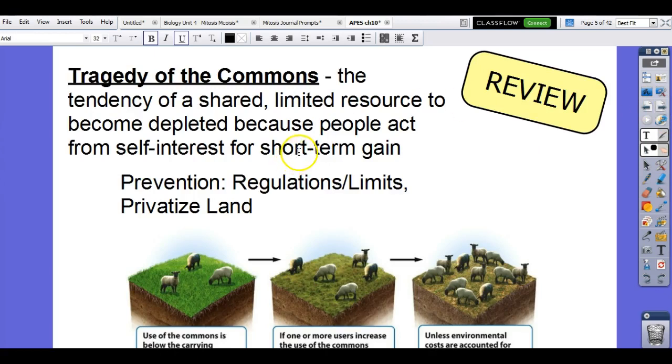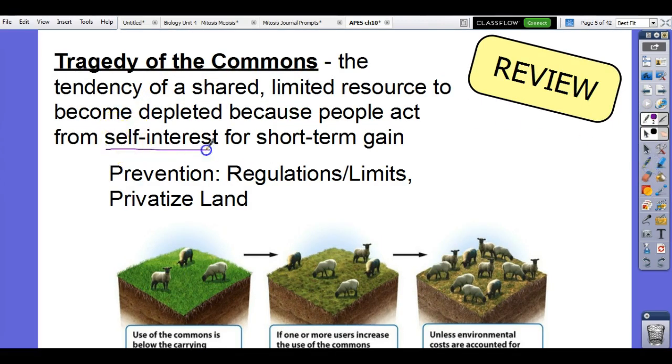So the tragedy of the commons, this is review, you have it written down. The tendency of a shared limited resource to become depleted. Why? Because people act out of their own self-interest. They're not worried about what's good for everybody else. They're worried about themselves.